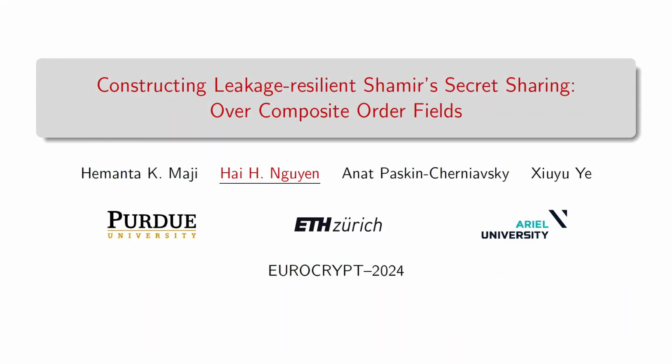All right, so the second talk of this session is joint work by Eman Tamaji, Hai Nguyen, Anat Paskin-Cherniavsky, and Xiuyu Ye. It's about constructing leakage-resilient Shamir secret sharing over composite order fields, and Hai is going to be giving the talk. Thank you for the introductions. I'm going to talk about constructing leakage-resilient Shamir secret sharing over composite order fields. This is joint work with Hai Tamaji, Anat Paskin-Cherniavsky, and Xiuyu Ye.